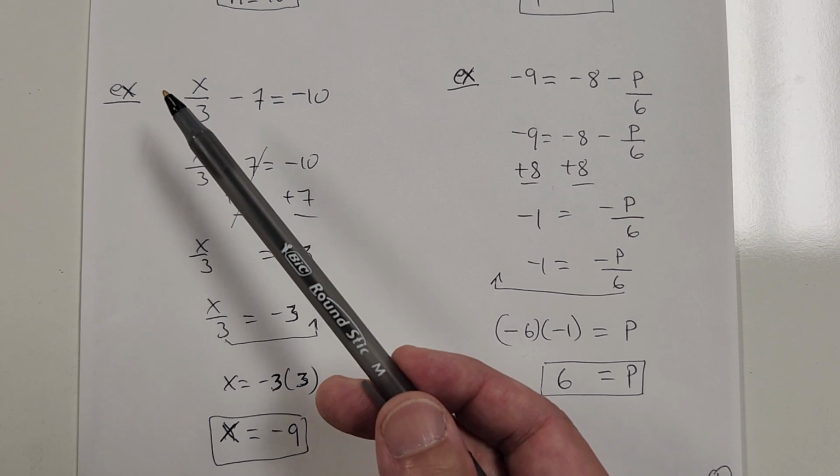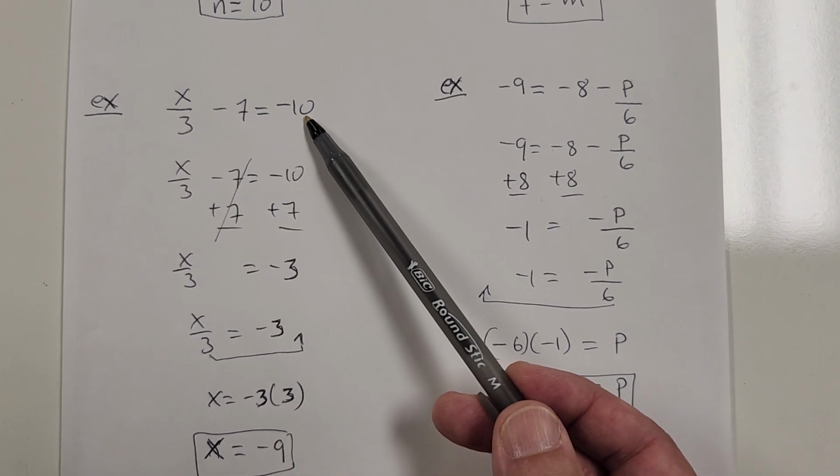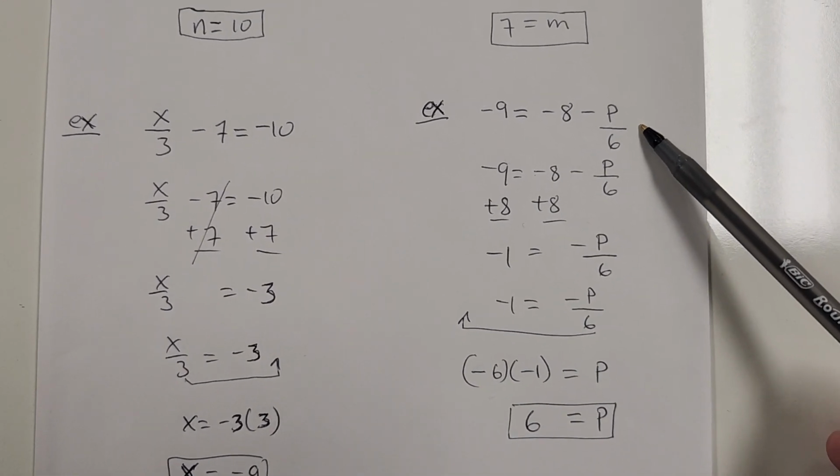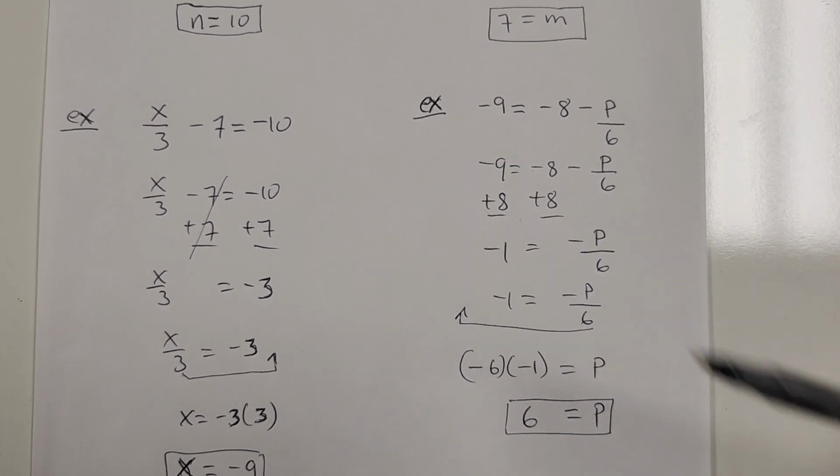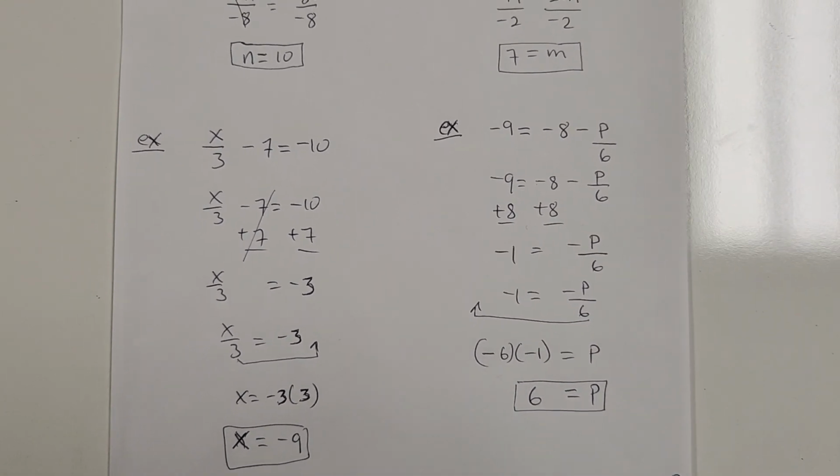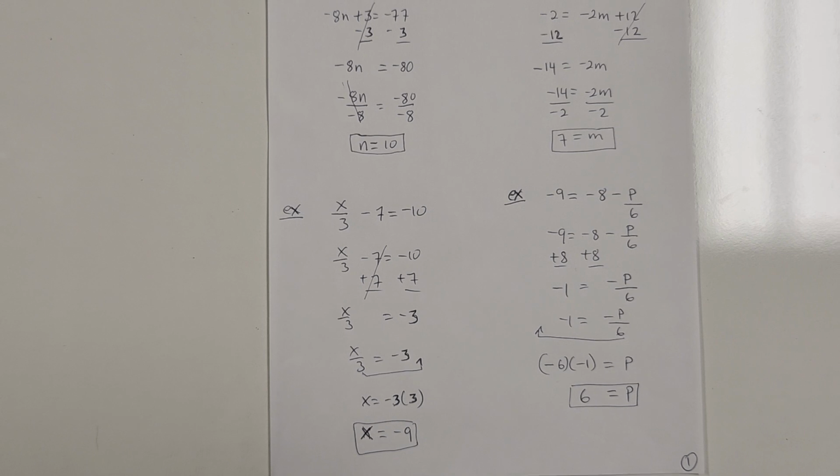Again, letter on the left, move everything to the right. Letter on the right, move everything to the left. Okay, and this is solving two-step equations.